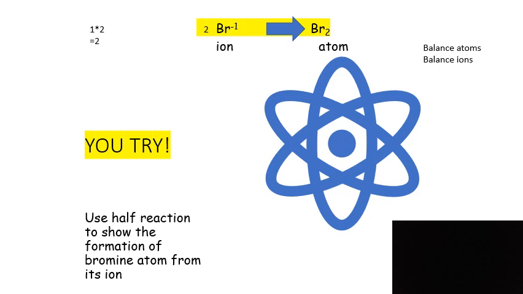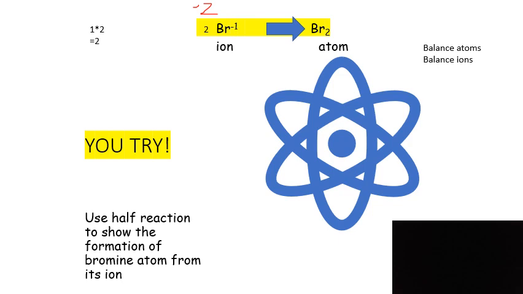On the left you have 1 negative charge, multiplied by that 2. So how many negative charges is that? You have -2. So that's 2 negative charges on the left, and you have 0 charges on the right.